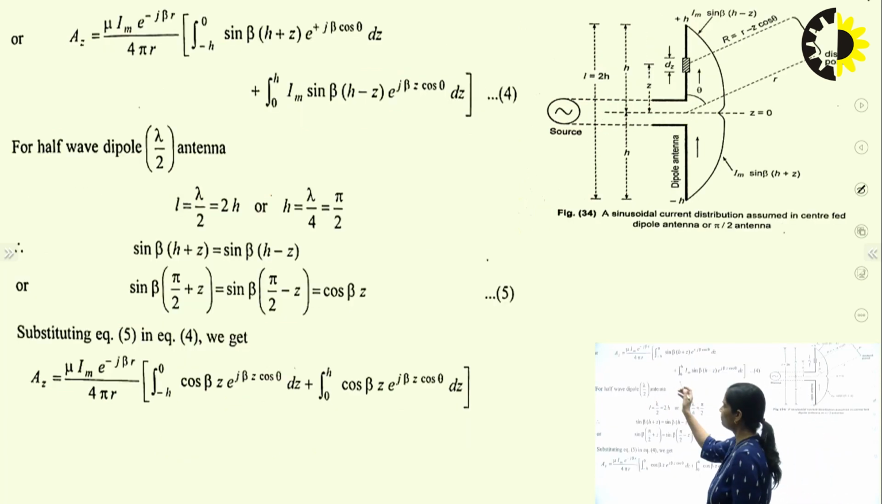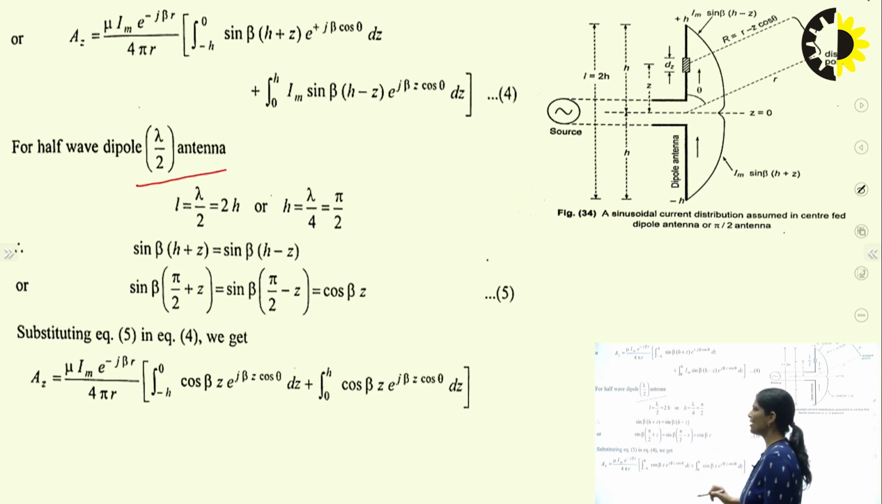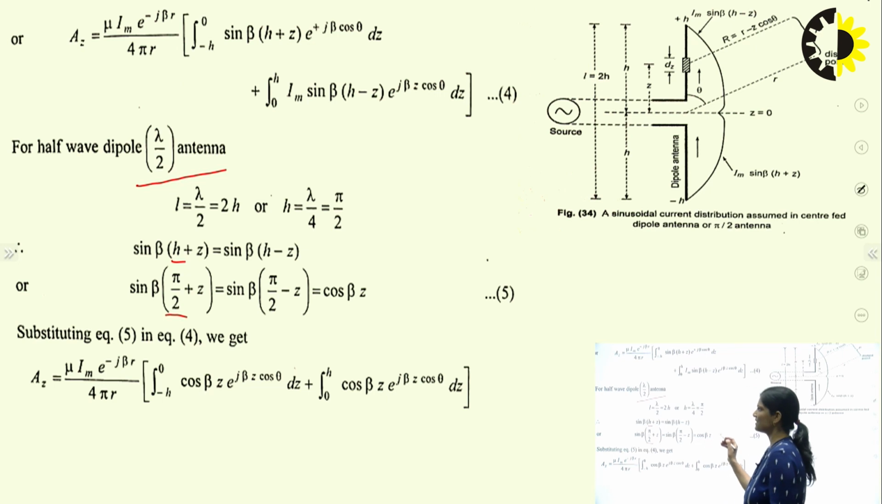Here, before getting the result, you should know that for a half wave dipole, lambda by 2 antenna, you have to consider L is equal to what? Lambda by 2 is equal to 2H, or H is equal to lambda by 4, so beta H is equal to pi by 2. And you can calculate sin beta (H plus Z). It means you can put the value here. H is equal to what? Pi by 2. So put here pi by 2 and you will get the result sin beta (pi by 2 plus Z) is equal to sin beta (pi by 2 minus Z) is equal to cos beta Z. It means in place of this sin beta (H minus Z), you can put here cos beta Z.